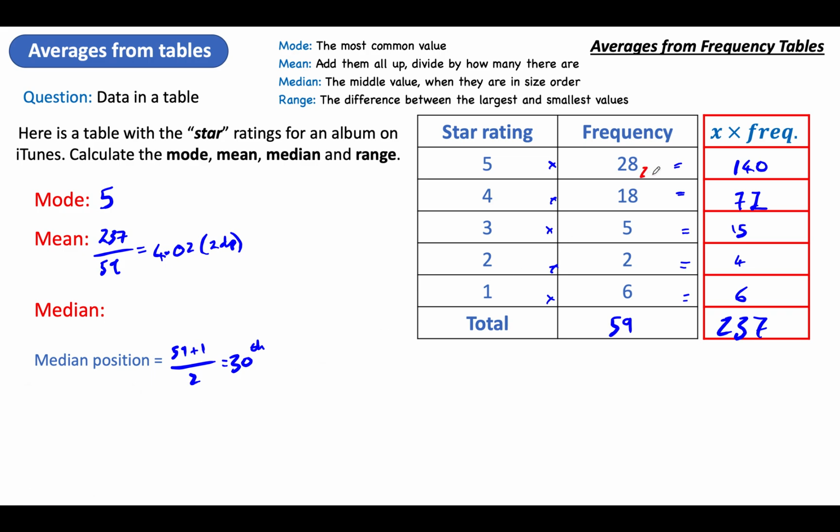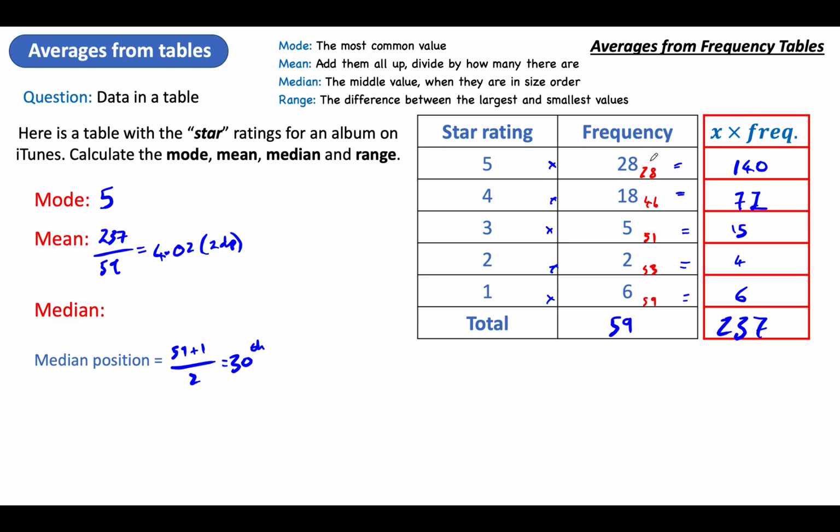So first of all, there's 28 things. Then we add to that 18 things, which is 46. Add another 5 things to get 51. And then add another 2 things to get 53. Another 6 things to get 59. Right, we're after the 30th one.